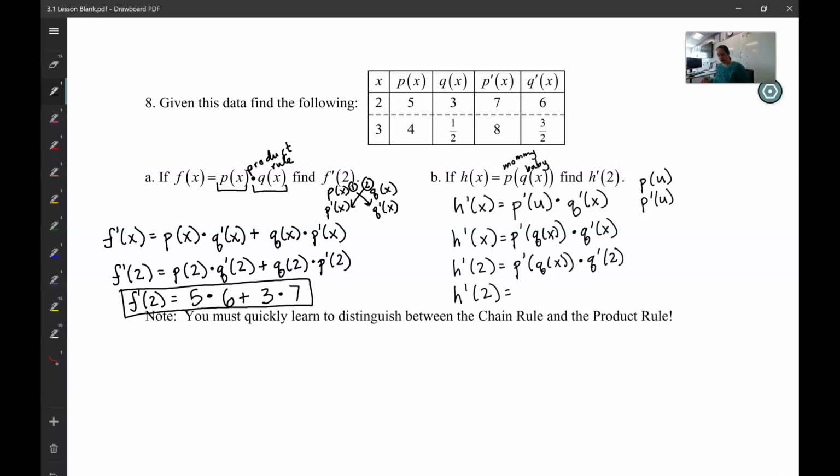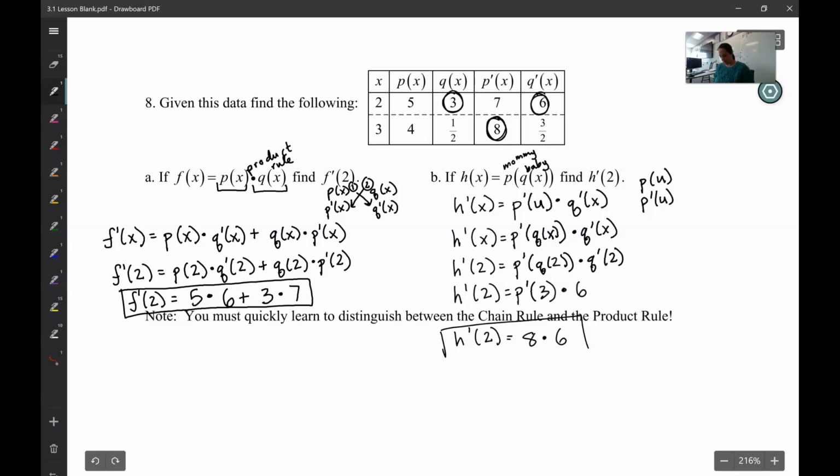So this one, I have p prime of, sorry, that should be a 2. Q of 2. So Q of 2 is going to be 3 times Q prime of 2 is 6. Now this one I can't leave yet because I still haven't evaluated P prime of 3. So P prime of 3 is 8 times my 6. And there we go. Now you're done. So that's everything with the chain rule. You can go ahead and get started on your assignment.